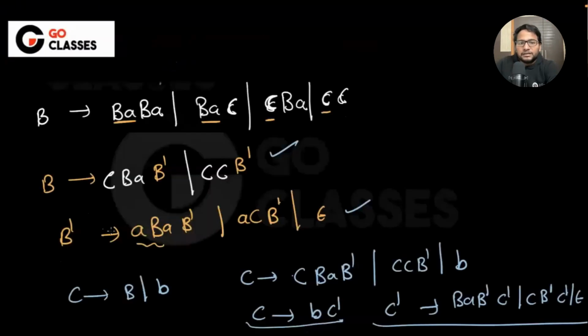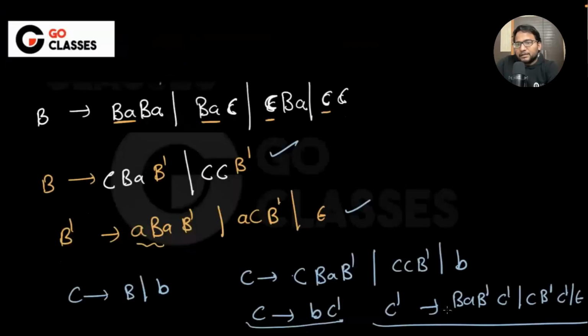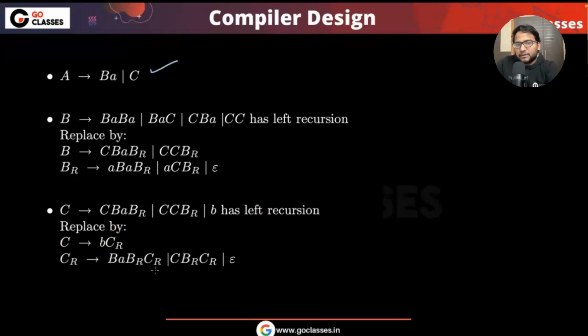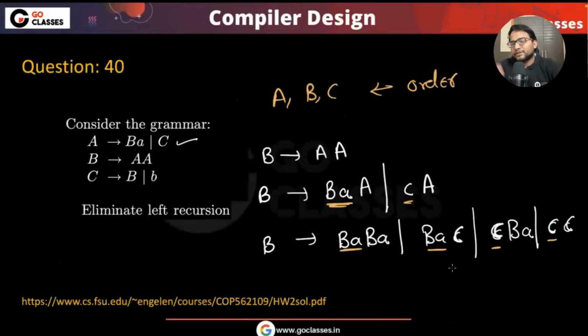Okay. And then the C will be B C prime, and then the C prime will be B A B prime C prime, and so on, right? So I think that's the correct answer. Okay, understood? Let me know. So are the steps clear to everyone?